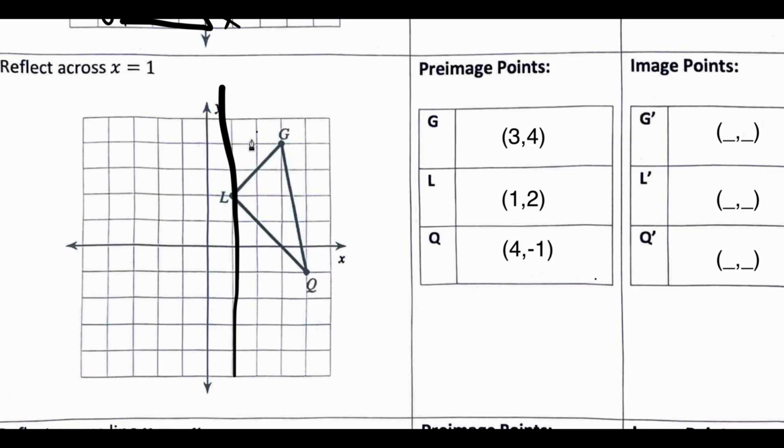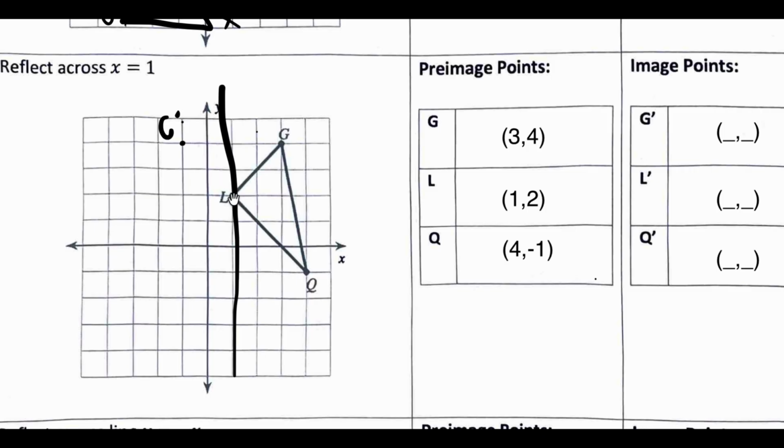So we can see that G over here is 2 over from the line. So if we were to reflect it over this line, G prime would be 2 over this way. So it'd be right about here. You can write that there. G prime.